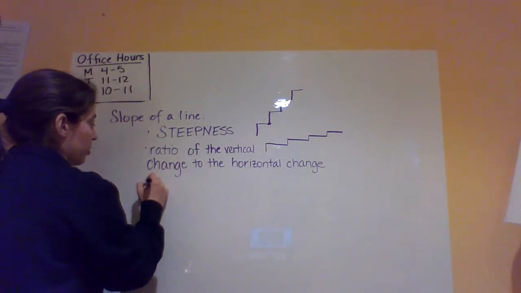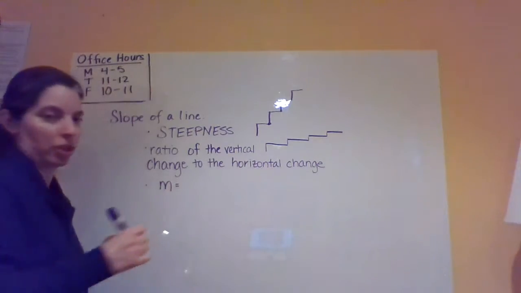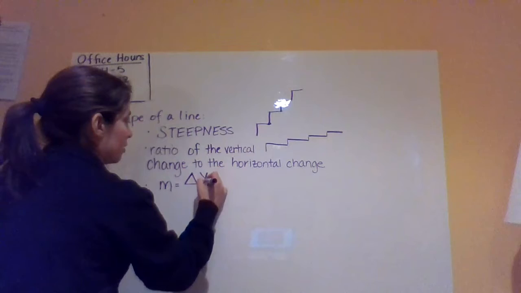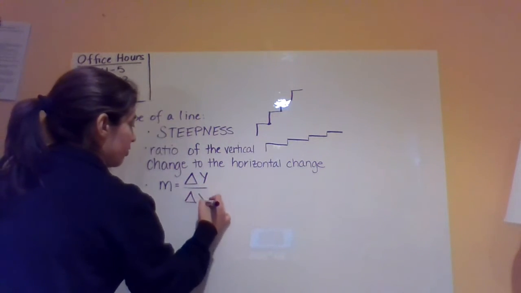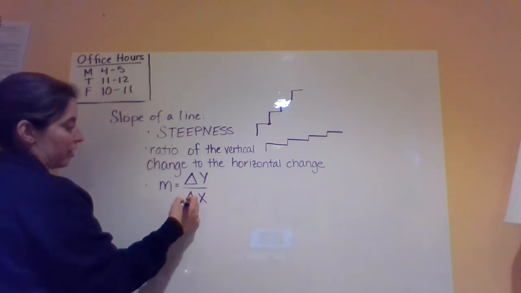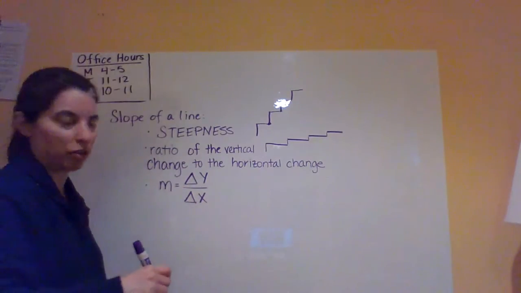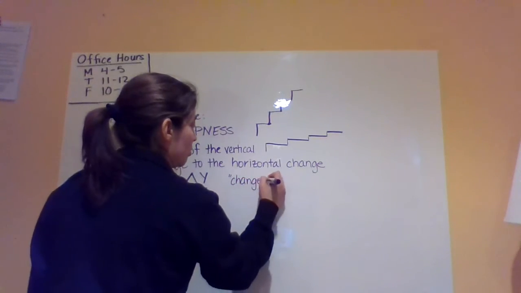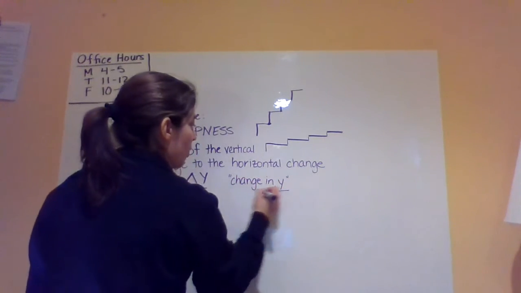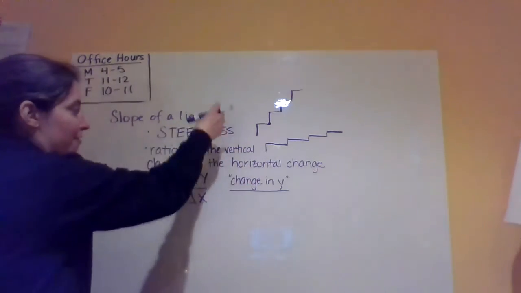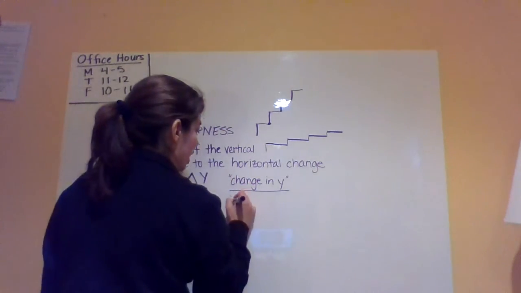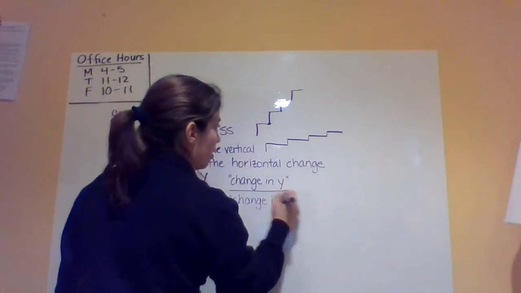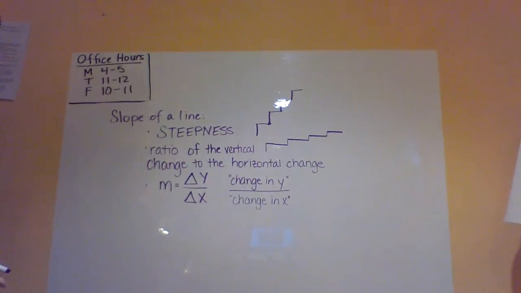So we use m to stand for slope. One way we can write this, which looks a little crazy at first, but you might have encountered this in your science classes, is the Greek letter delta. It looks like a triangle, and it means a change. So we say this is change in y. Remember, y on the y-axis goes up and down, so there's my vertical change over change in x. So it's the vertical change over the horizontal change.